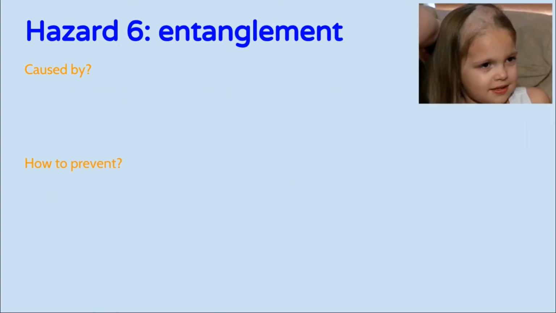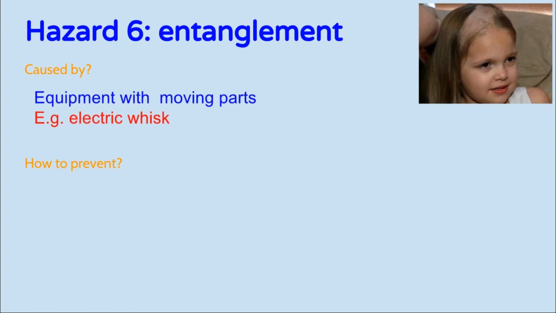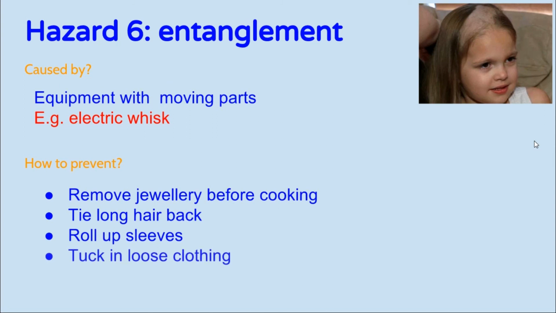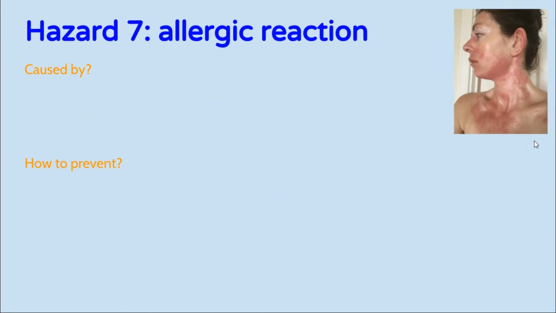Hazard 6 is entanglement, which can be caused by equipment with moving parts, for example, an electrical whisk. This person was injured when she was cooking with an electrical whisk at home and got her hair caught in it. We would make sure that entanglement is prevented by taking jewellery off before cooking, tying long hair back to make sure it can't get caught, rolling up sleeves, and tucking in loose clothing.